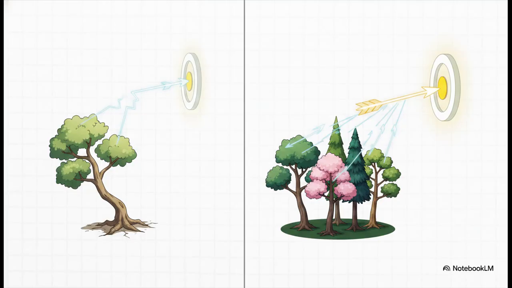And the logic here is actually pretty simple. Any single decision tree might be a little unstable. It might make some weird predictions because of the specific data it happened to see. But what if you train lots of different trees on slightly different versions of the data, and then you just average their opinions? All that weirdness, all those individual mistakes, they tend to cancel each other out. It's literally the wisdom of the crowd.